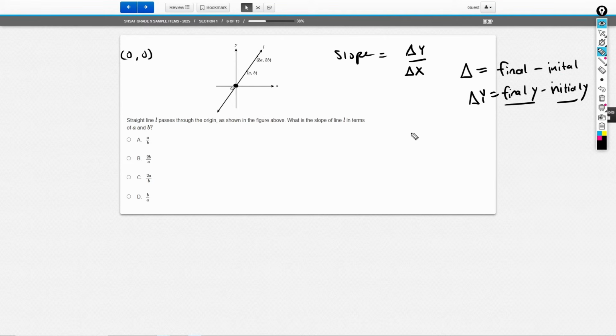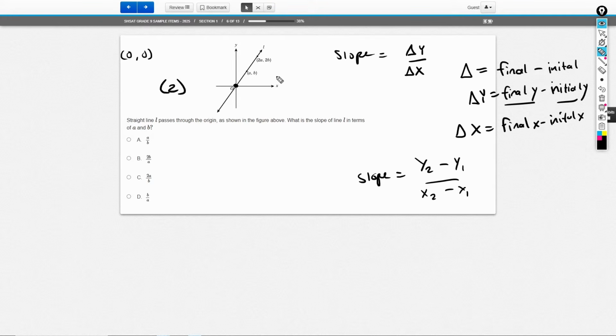So you can calculate the slope for any points, and delta x is the same thing. That's just the final x minus the initial x for any point. And oftentimes you see the slope being written as y2 minus y1 over x2 minus x1. So in order to calculate the slope, you need to have 2 points. So find any 2 points. Make one of those points y2, x2, make one of those points y1, x1. So say that one of your points is the end point and one is the beginning.